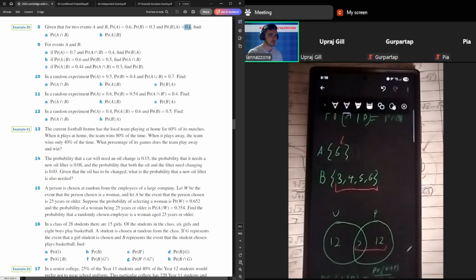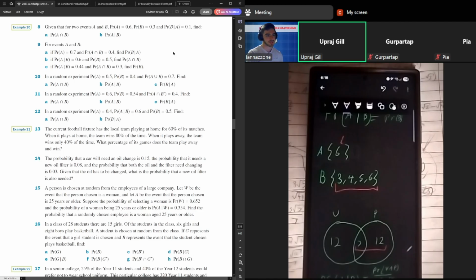So 0.1 being from here? Is that where you got that from? Yeah. So what's your logic for why these are both 0.1 then? Because there's only two events, right? Yep. Then I thought that the probability of B given A is just the intersection, but maybe I'm wrong.